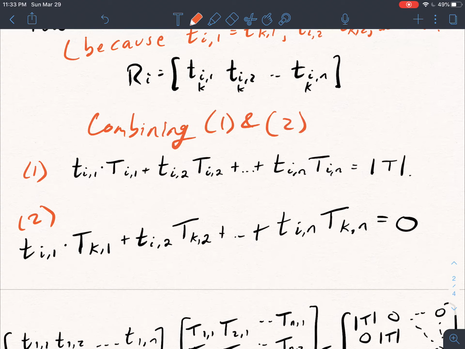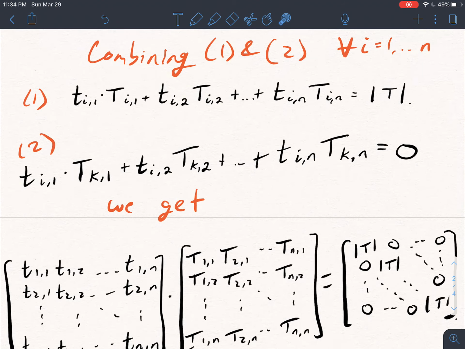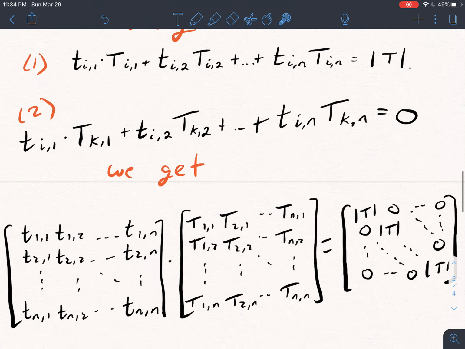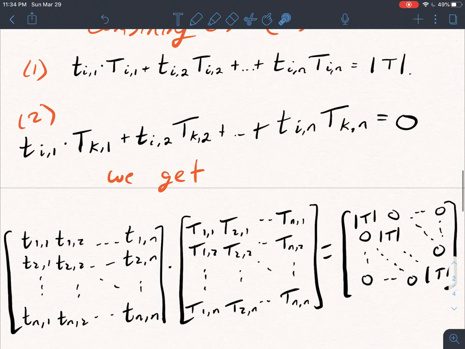So let's combine equations 1 and 2. We get the following. So this is for all i equal to 1 through n. And so I could take all of these equations and throw them into a product of matrices here.